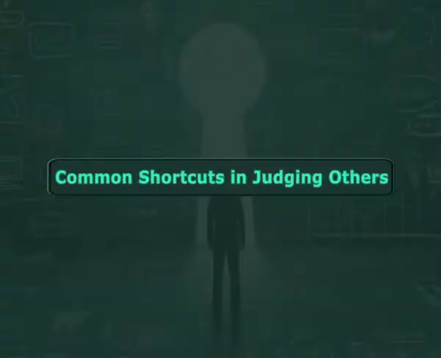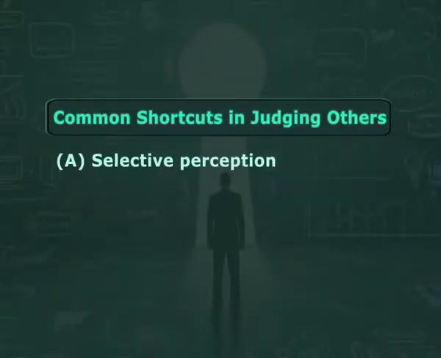What are the common shortcuts in judging others? While judging people, we generally use shortcuts to draw decisions. Such techniques may allow us to make accurate perceptions rapidly and provide valid data to make predictions. However, their accuracy is not guaranteed. They can get us in trouble. One should be cautious. Selective perception.